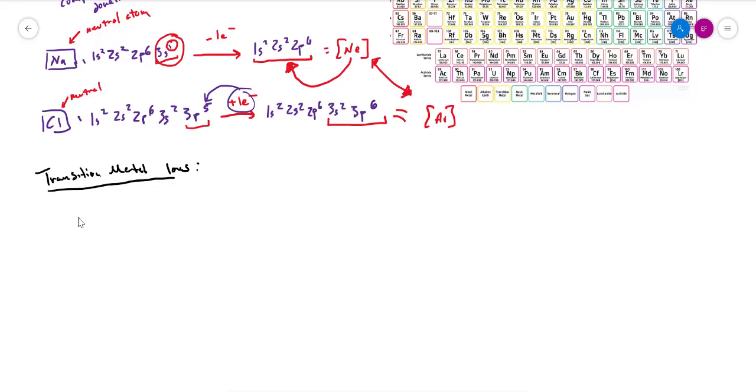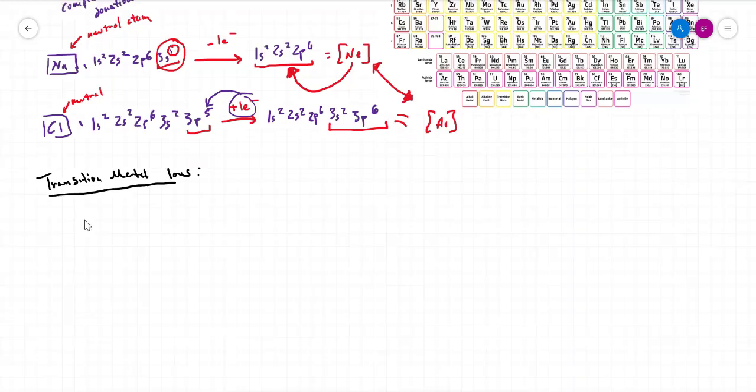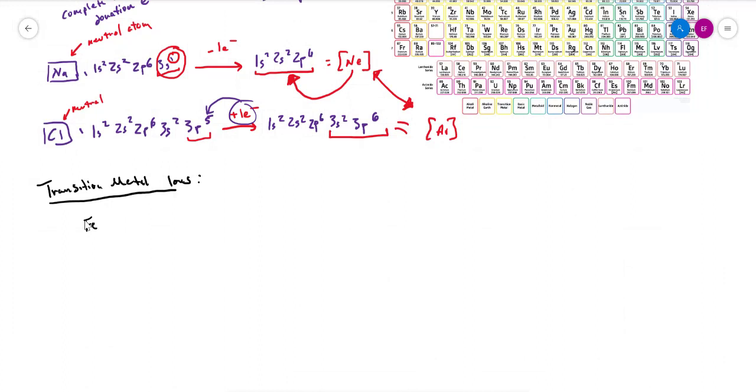So what about transition metal ions? It's not so cut and dry. Let's think about iron. Iron has a closed shell configuration I'll just write up here as argon 4s2 3d6. If we wanted to create, say, iron 2 plus, we need to drop 2 electrons off this configuration. In order to do that, it gets a little bit tricky.